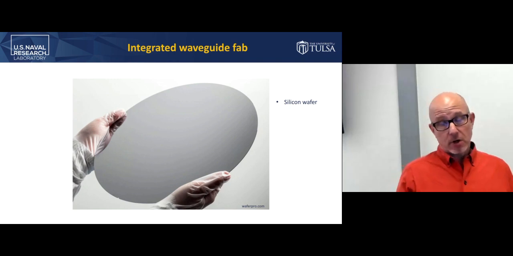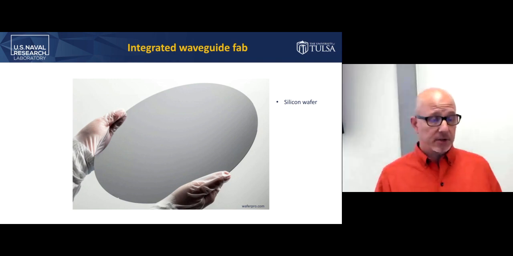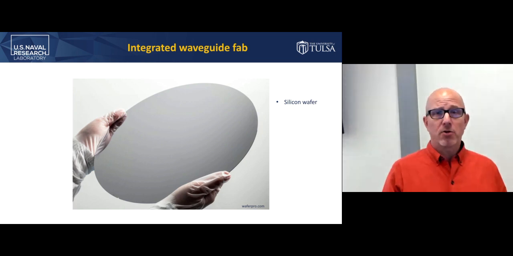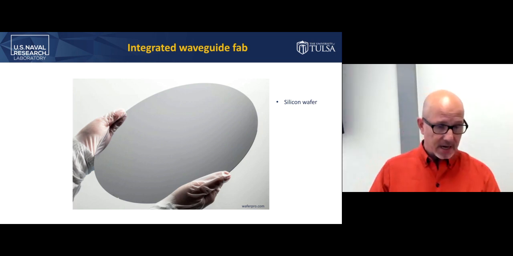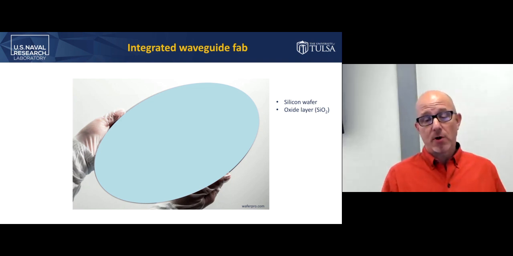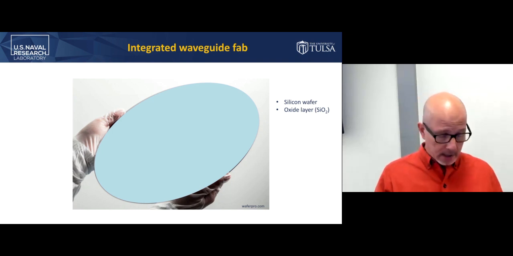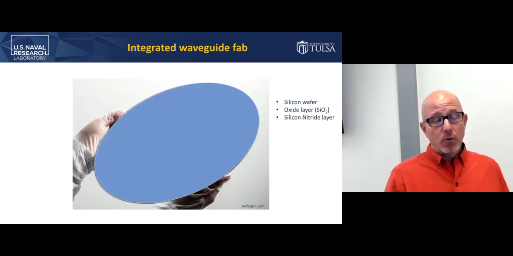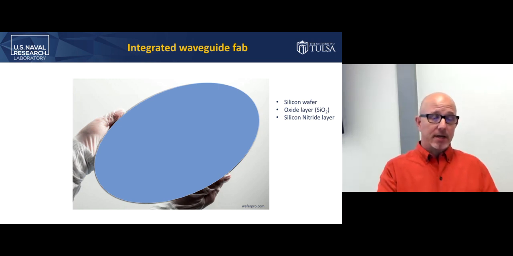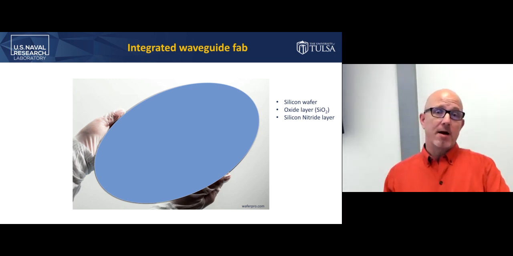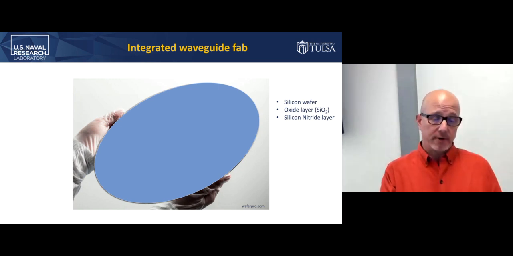First, we start with a silicon wafer. It's the same type of silicon wafer that you would use if you were going to make electronic integrated circuits for your computers or cell phones. On top of this silicon wafer is grown a thermal oxide layer, silicon dioxide, which has an index of refraction of approximately 1.4. Now, on top of that, a silicon nitride layer is deposited. We use silicon nitride because for our particular applications, we want to work in the visible wavelength range.